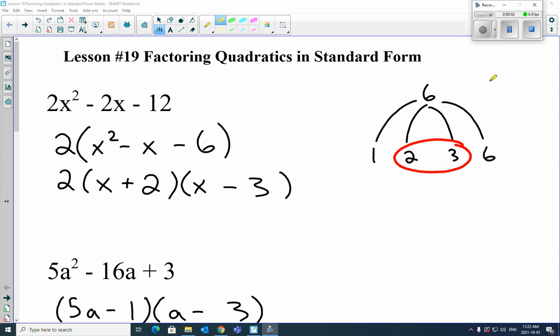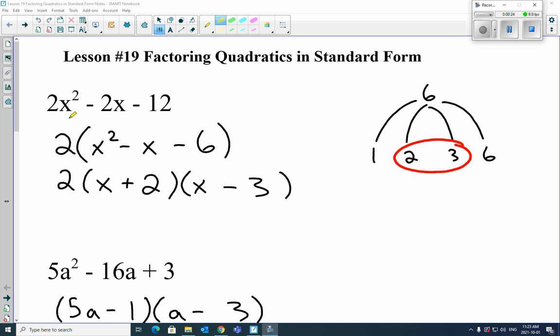Okay, grade 11 pre-cal. This is lesson 19, factoring quadratics in standard form. So this goes back to the stuff you learned in previous grade. We're going to take these trinomials or whatever we happen to get, and we're going to factor them into usually binomials. So look at this first one here. First thing you always got to look for is a GCF, right? The greatest common factor. So if you notice, we can take a 2 out of this whole thing, right?